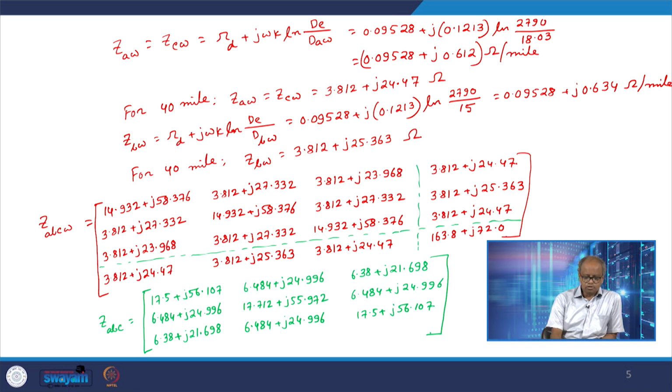So you see, if you compare this ZABC matrix with the original ZABC matrix which we derived in the first example without considering the ground conductor, you will find that all the values have actually reduced. So the presence of the ground conductor reduces the impedances. With this example, we stop here today, and we will continue with the other aspects in the next lecture. Thank you.